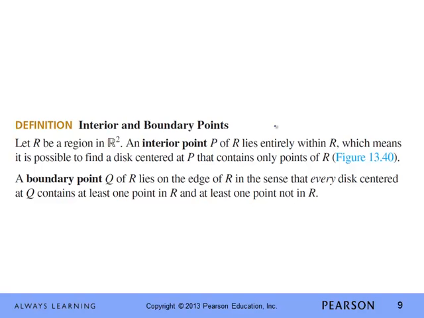Also, we could have a boundary point that lies on the edge, and that every time that you put a disk centered at that boundary point, part of the disk will lie off of the region and part of it will lie on, no matter how small the disk is. That's what it means for a point to be a boundary point.